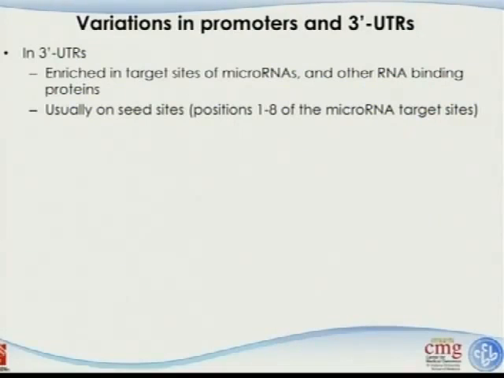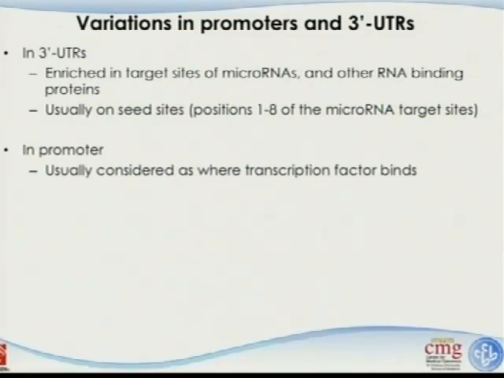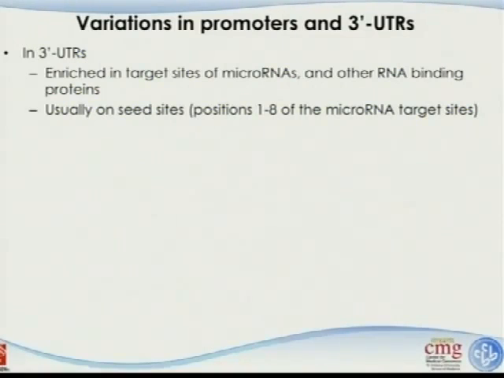So, another type of variation. Next, I'm going to talk about the variations in the promoter regions and the 3' UTRs. Okay, and in the 3' UTRs, it becomes really easy to understand. We know those are enriched with microRNA binding sites and RNA binding proteins. Hypothetically, if a variation occurs in those regions, it can change these kinds of regulation. And they are usually on the seed sites, positions 1 to 8 of the microRNA target sites. Okay?